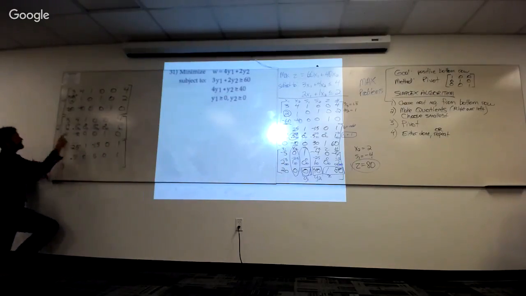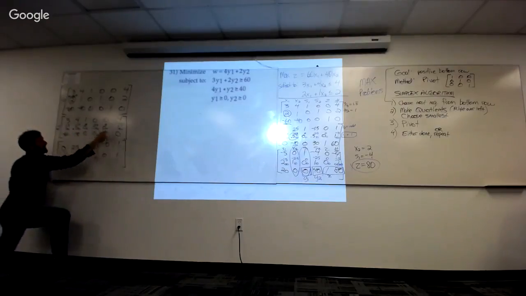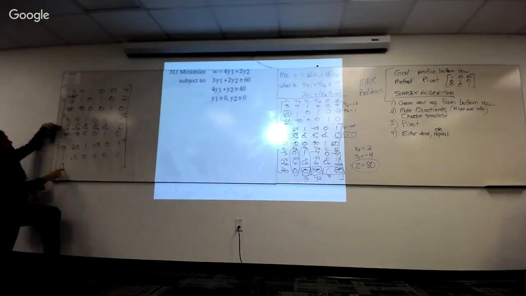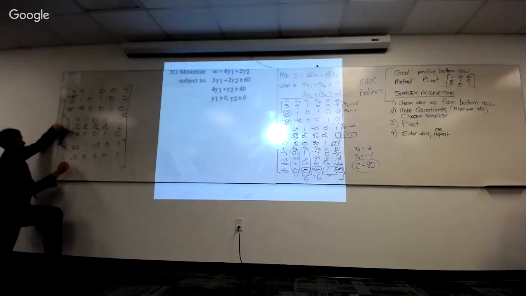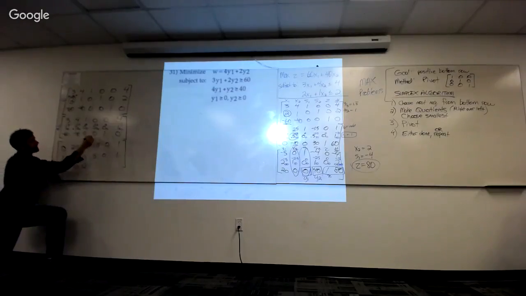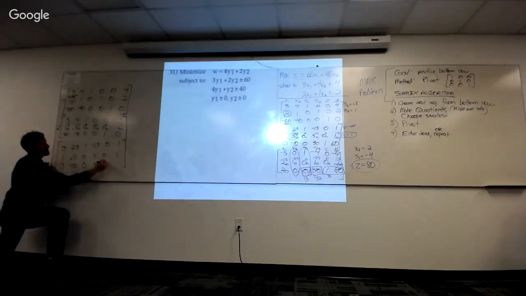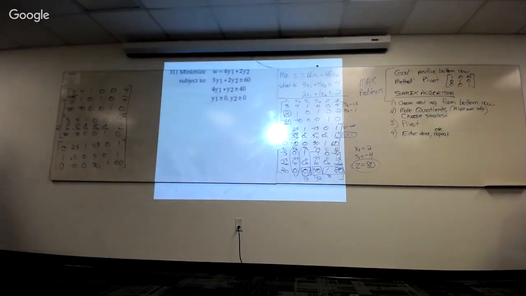Now I'm going to add those numbers together to make my new bottom row. So 60 and negative 60 is 0. 30 and negative 40 is negative 10. And 0 plus 0 is 0. 30 and 0 is 30. 0 plus 1 is 1. And 60 and 0 is 60. There we go. That's an example of the row manipulations.